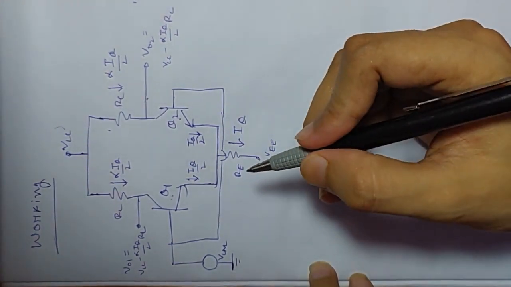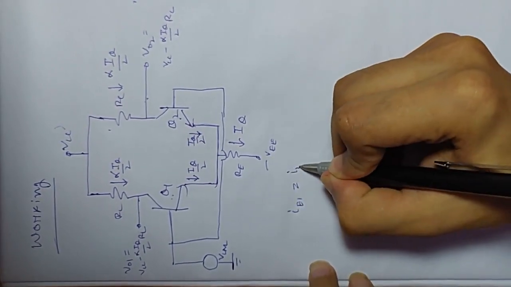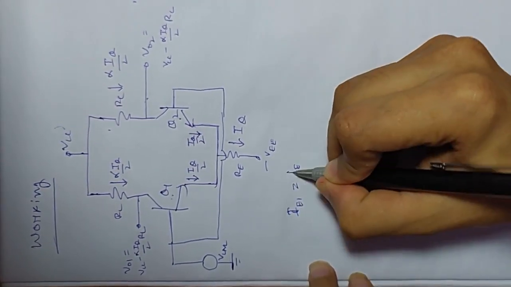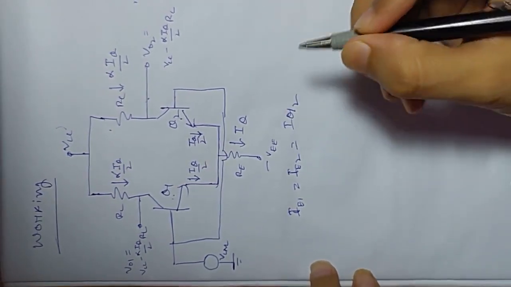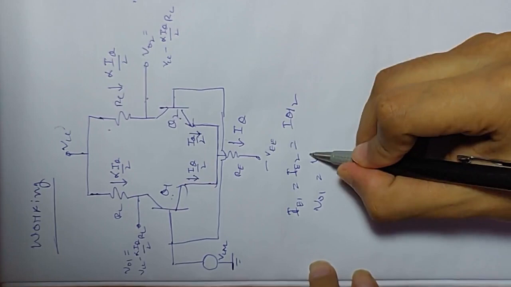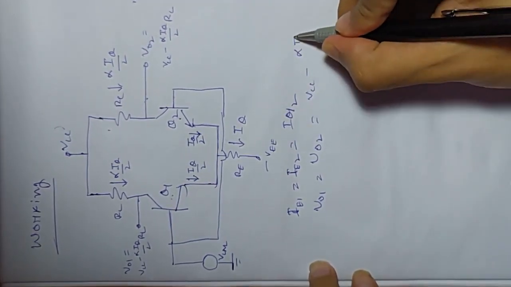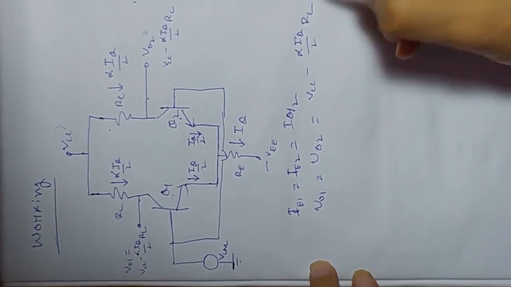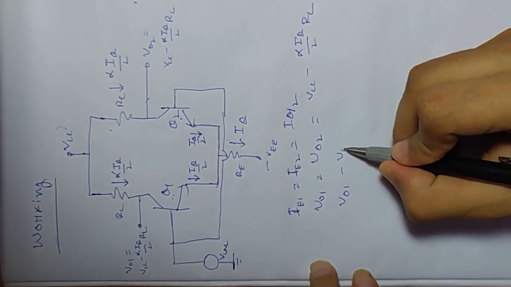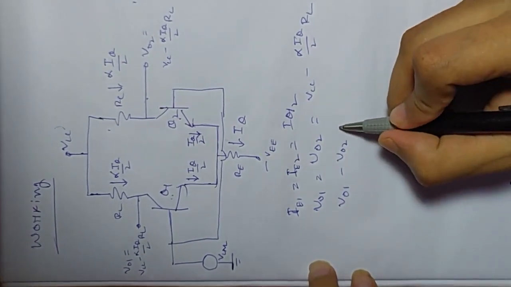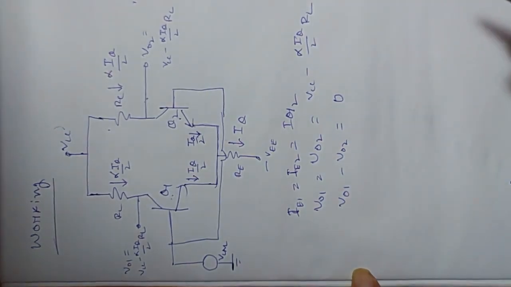So in this case, IE1 is equal to IE2, which is equal to IQ by 2. V01 is equal to V02, which is equal to VCC minus alpha IQ by 2 times RC. As a result, V01 minus V02, which is the differential output signal, is equal to 0. Now consider another case.